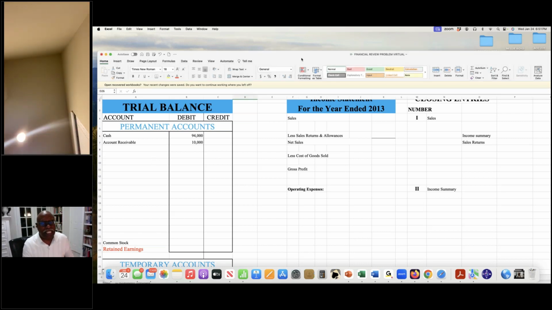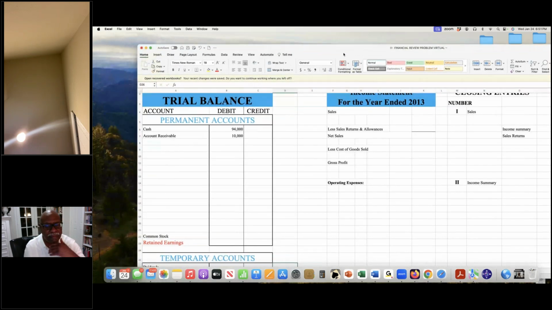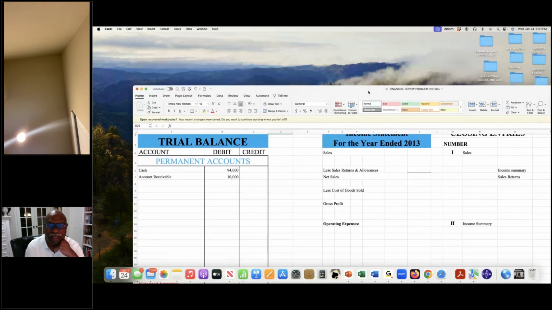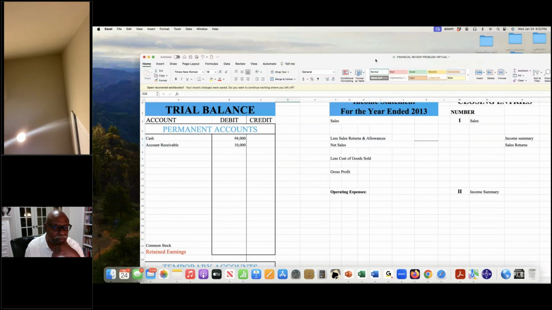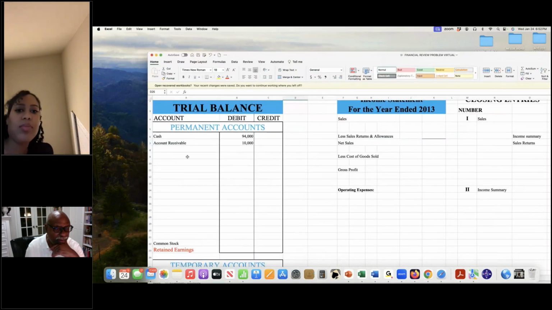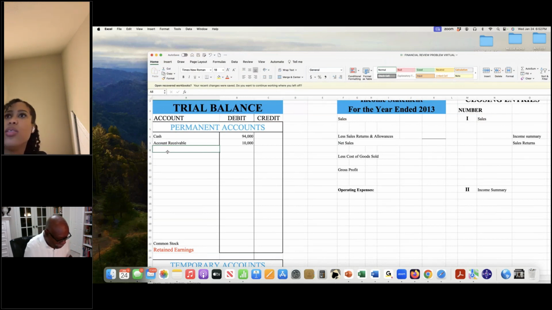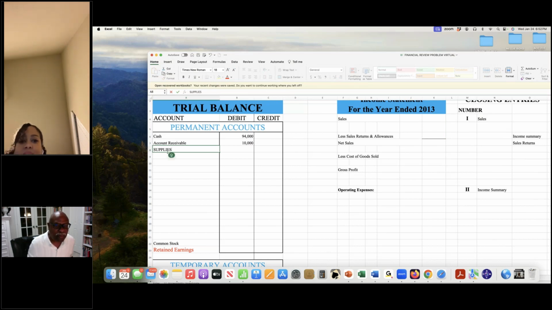We have those trial balances done and our balance. Let's put our next account in, supplies. How much do we have in supplies? 9,000, I think. And what's our next asset? Are there any more assets?